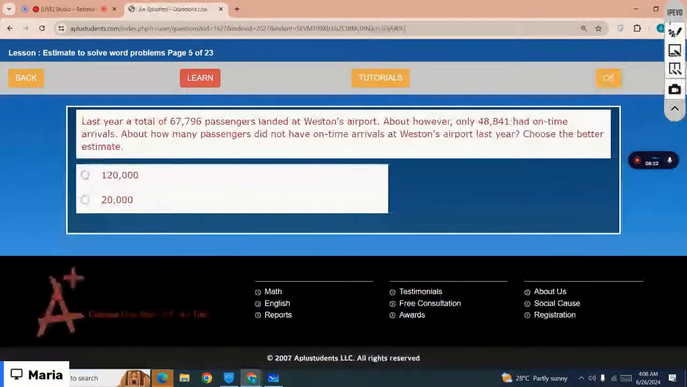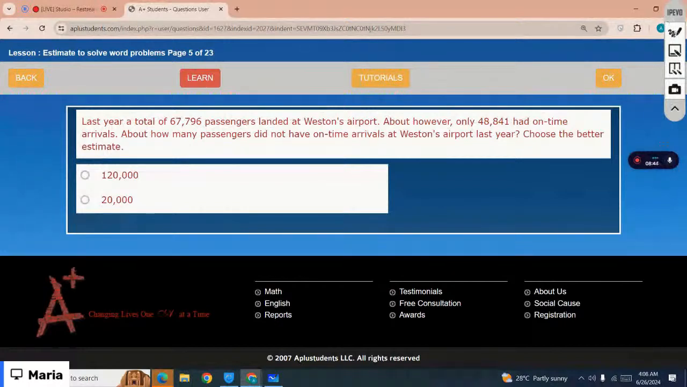Last year, a total of 67,796 passengers landed at Weston's Airport. However, only 48,841 had on time arrivals. About how many passengers did not have on time arrivals at Weston's Airport last year?